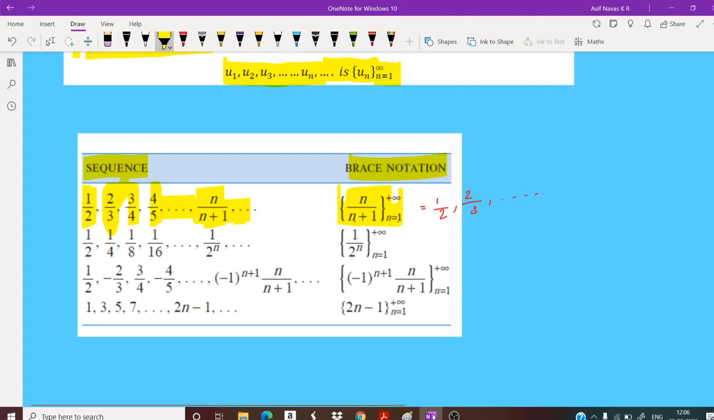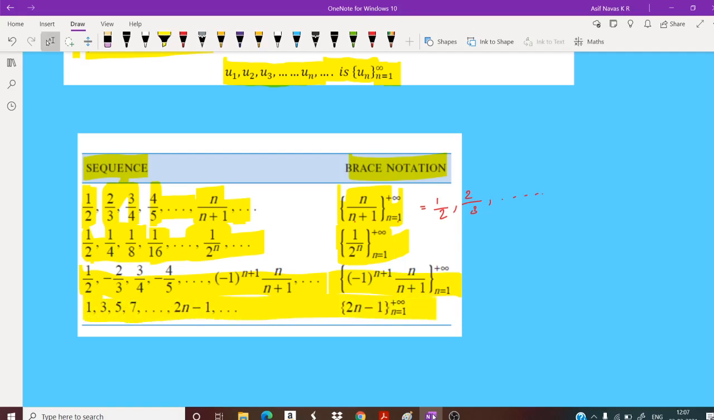And another sequence is 1 by 2, 1 by 4, 1 by 8, 1 by 16, 1 by 2 raised to n, etc. Okay. So its notation is 1 by 2 raised to n. So these are a few other examples.